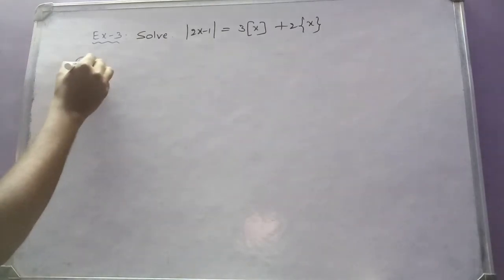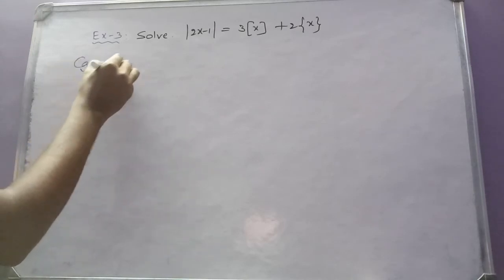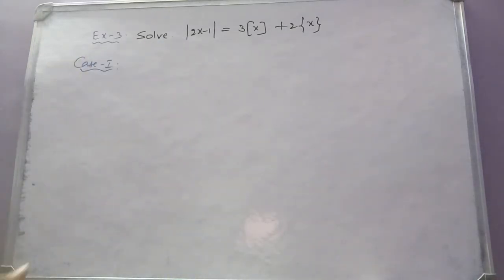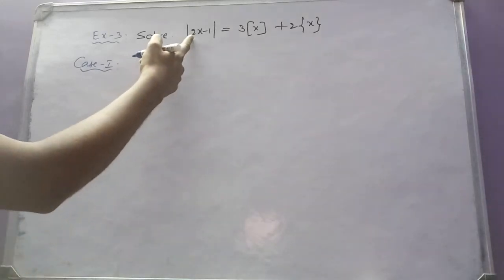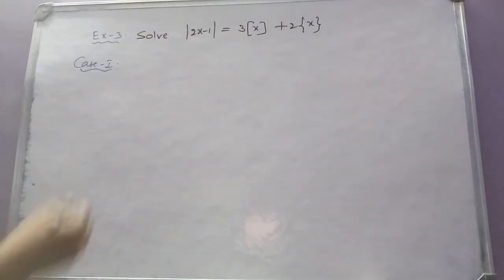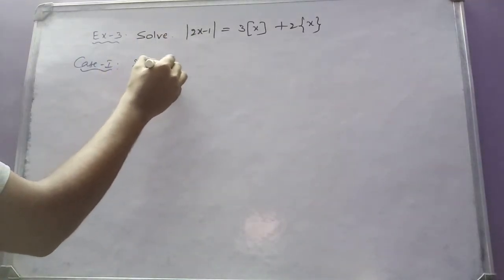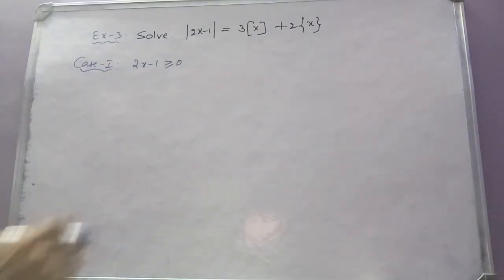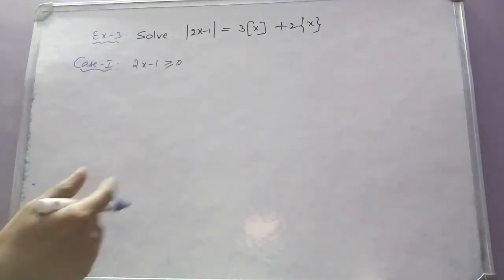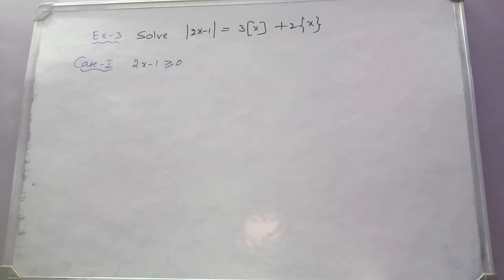Case 1, where the inside value is positive or equal to 0. That means where 2x minus 1 is greater than or equal to 0. That is case 1. And in case 2, we will take where 2x minus 1 is less than 0. Remember that. Okay, now, where 2x minus 1 is greater than or equal to 0.